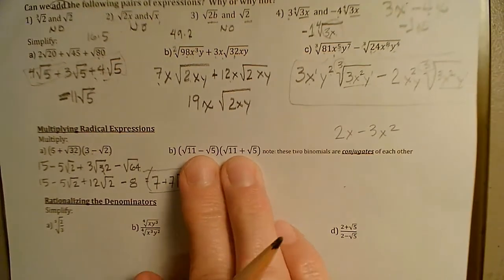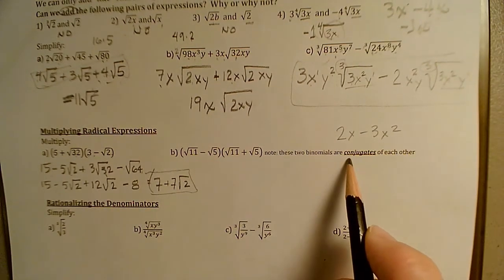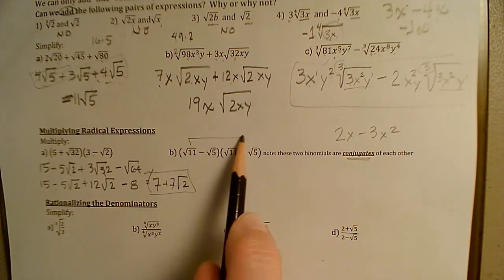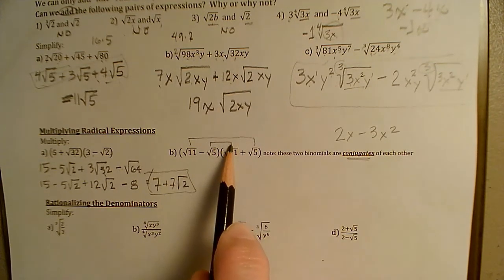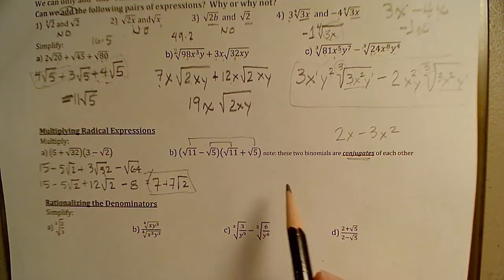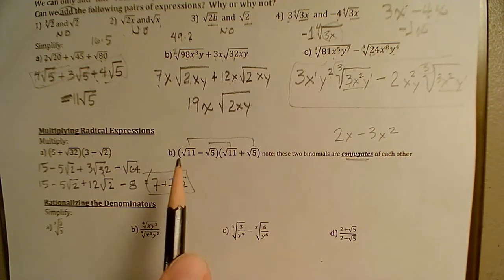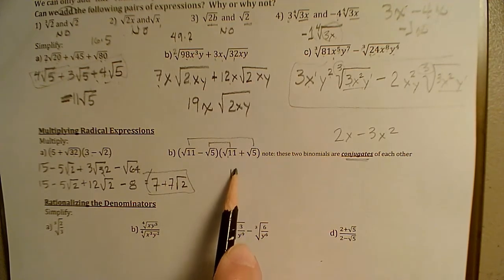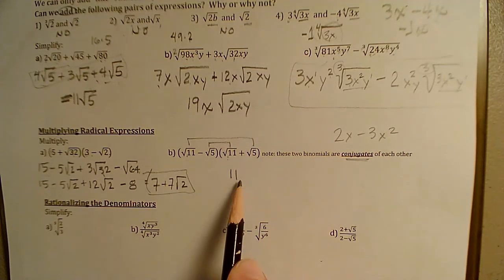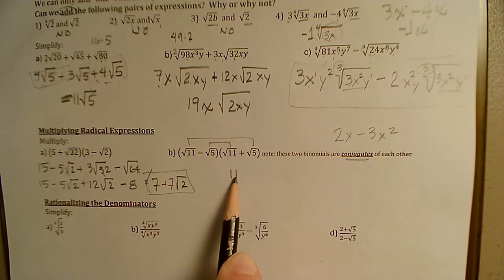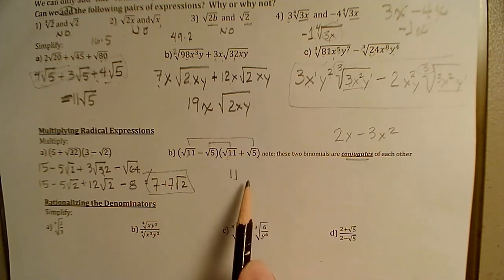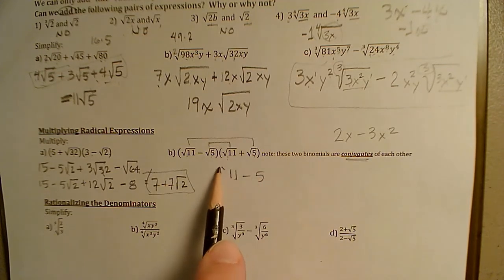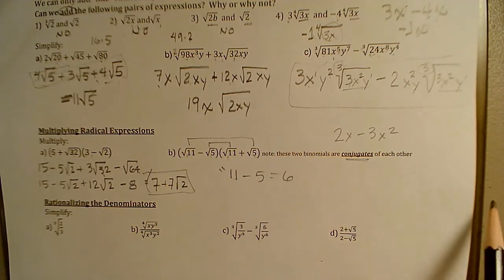And now let's look at this one. This is kind of a special case. We're multiplying conjugates together. Remember when we multiply conjugates, the outer and the inner are the same but opposite. So we can save ourselves some time by not just foiling in this case. We do the first, that's 11. Square root of 11 times square root of 11 is just 11. And minus square root of 5 times square root of 5, that's just 5. And so in this case, it's pretty simple. It just goes straight to 6.